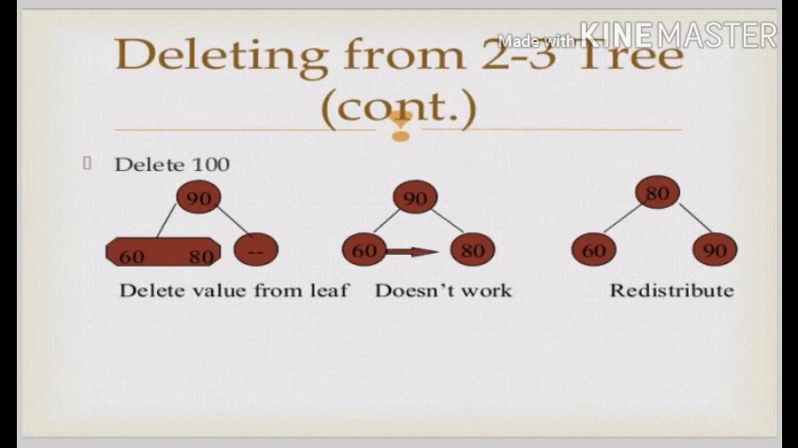So now we are going to redistribute. 80 and 90 are going to exchange their places. Now 80 is going to be the parent, and 60 and 90 are going to be the children. 60 is the left child and 90 is the right child.